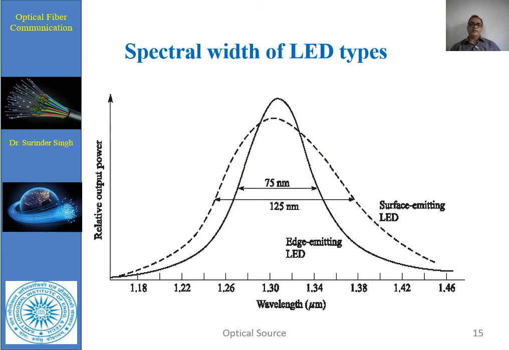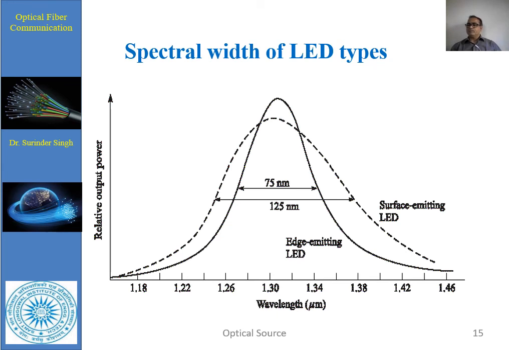Now here is the relative output power that has to be represented in the form of this opening or half power beamwidth. As we have seen, for the surface emitting type of LED, the spectral width of emission is 125 nanometers, whereas another kind of emitting LED gave a 75 nanometer spectral width for emissions.